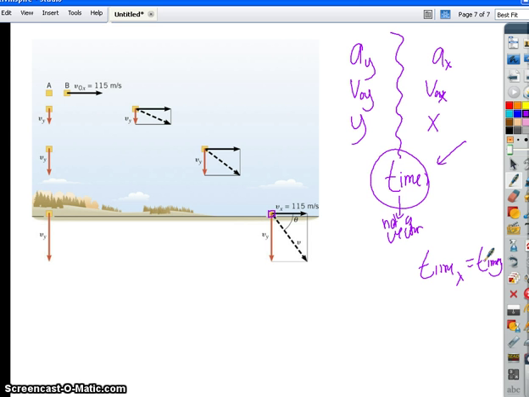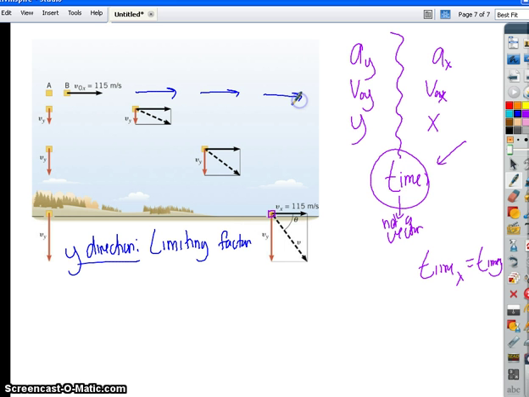Let's start breaking this problem down. I'm going to start off looking at the y direction. Why am I looking in the y direction first? Because y is the limiting factor. In the y direction, gravity is pulling it down. If there was no gravity, this thing would keep on going straight and straight, and it would never stop, because of inertia. But because gravity is pulling it down, the y direction is the limiting factor.